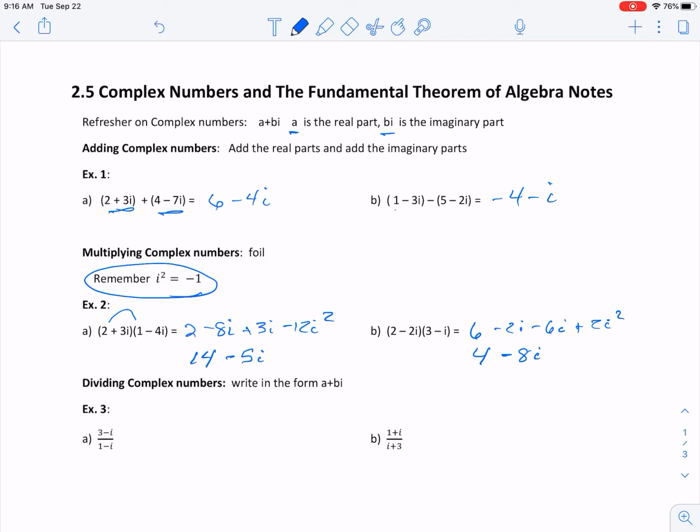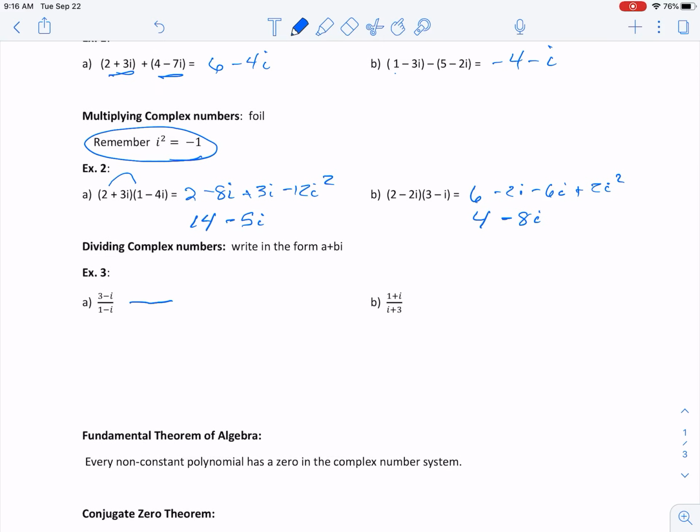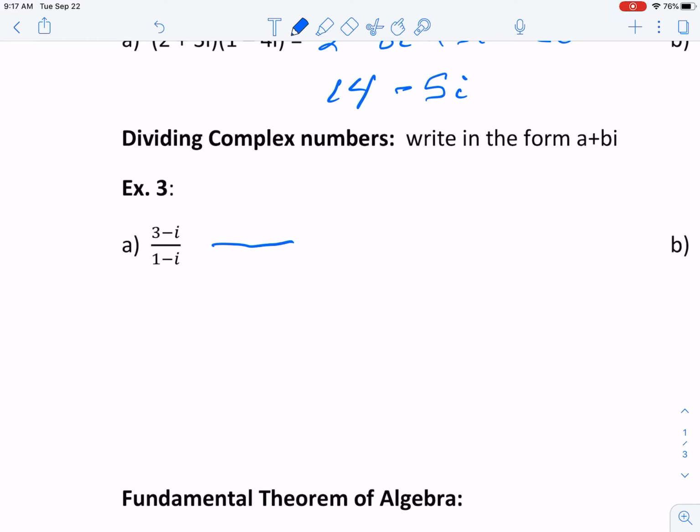Sorry. All right, dividing complex numbers. Well, first I wanted to divide them, but you don't. You multiply by the conjugate of the denominator. Remember, the conjugate means you change the middle term. So let's see if I can get this a little bigger. There we go. So I'm going to multiply by 1 plus i, top and bottom.